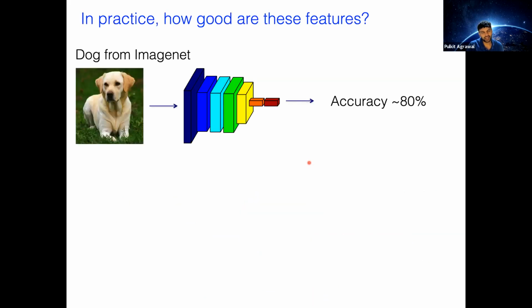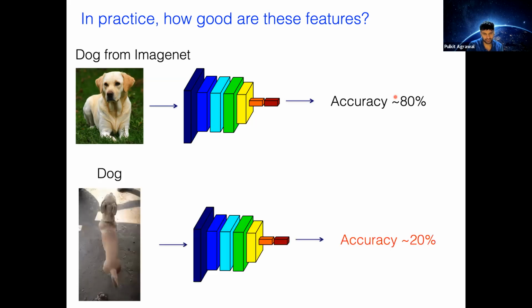Now, suppose I take a dog image from the internet, say from ImageNet, my accuracy could be 80%. But if I take a dog image from the wild, my accuracy ends up being, say, around 20%. So one problem which still remains hard is how to get this initial good feature representation from which we can transfer.